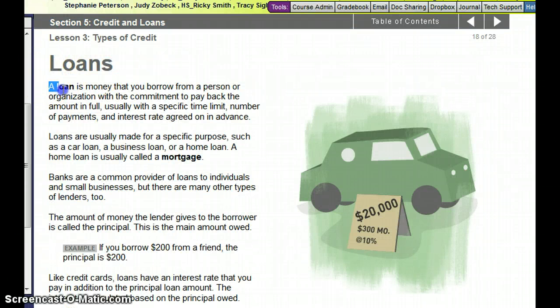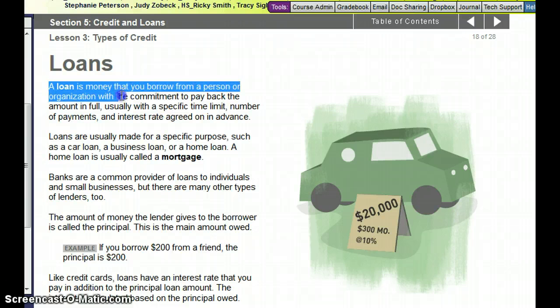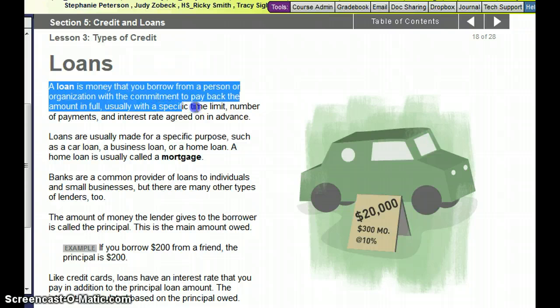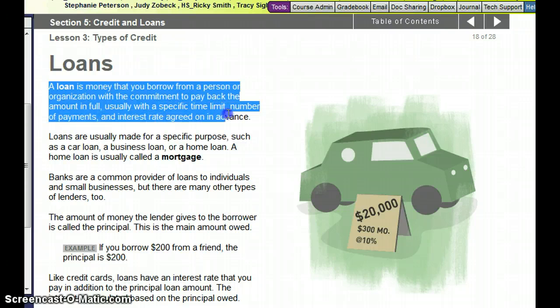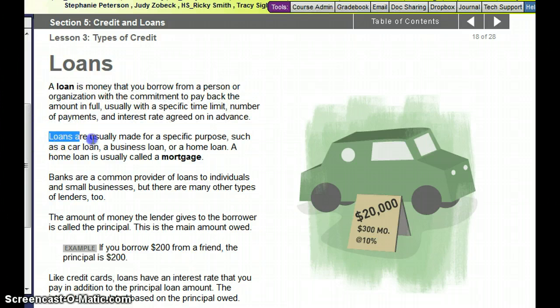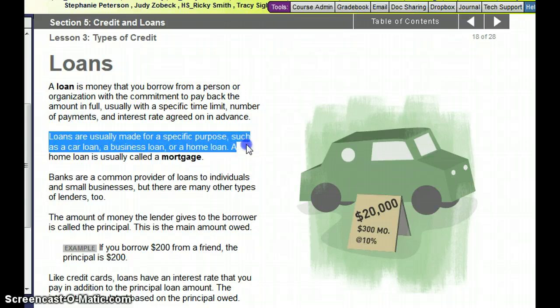A loan is money that you borrow from a person or organization with the commitment to pay back the amount in full, usually with a specific time limit, number of payments, and interest rate agreed upon in advance. Loans are usually made for a specific purchase or purpose, such as a car loan, a business loan, or a home loan, and a home loan is usually called a mortgage.